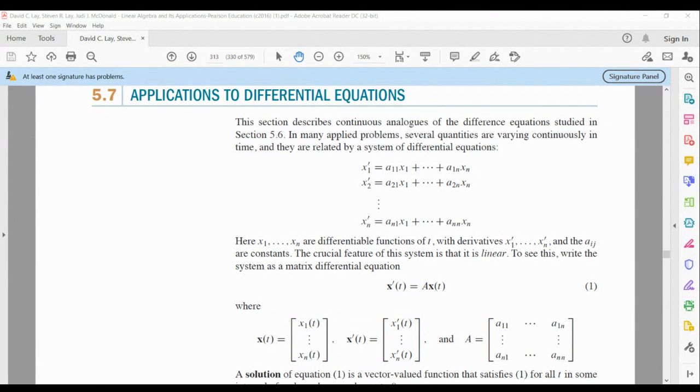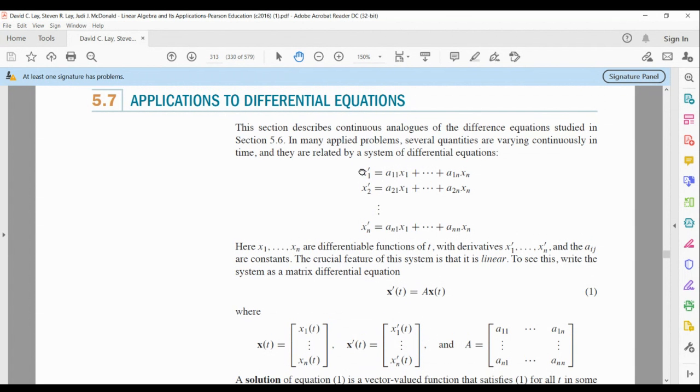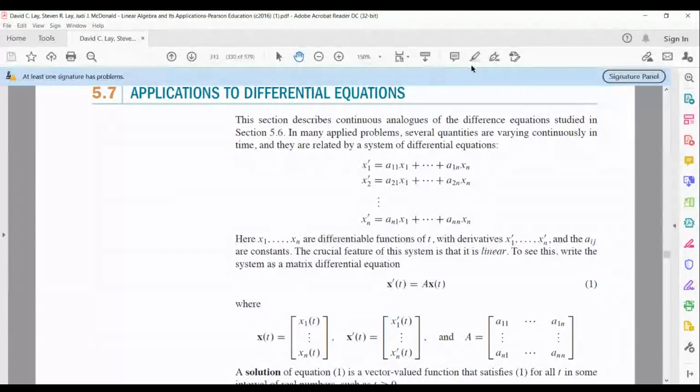Okay, so in section 5.7, what we have here, hold on class, let me get my little pen out here.